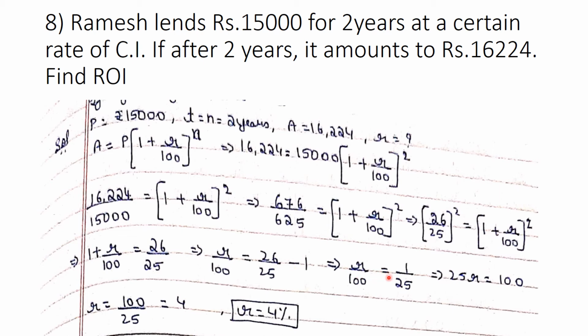So now cross multiply. 25 R is equal to 100. R is equal to 100 by 25. So you will get 4% as the rate of interest. So this is how you have to calculate when it is asked for rate of interest.